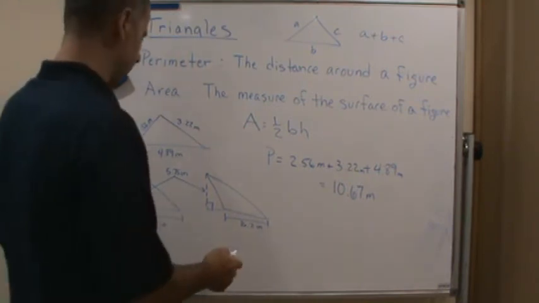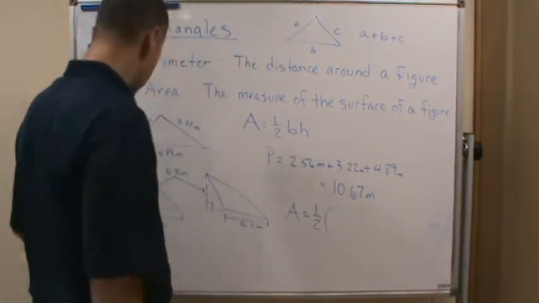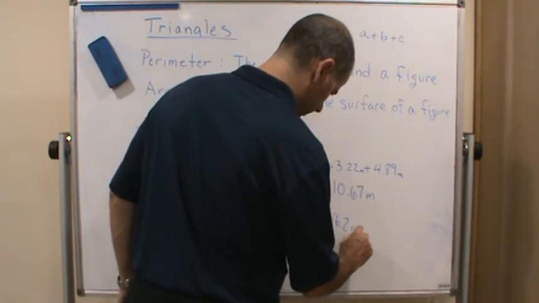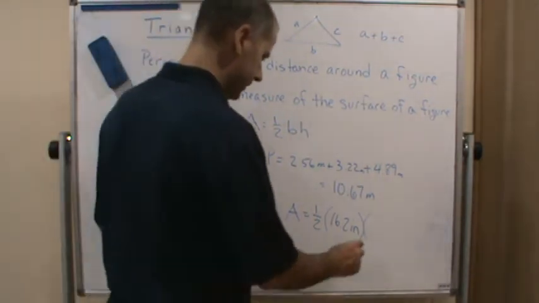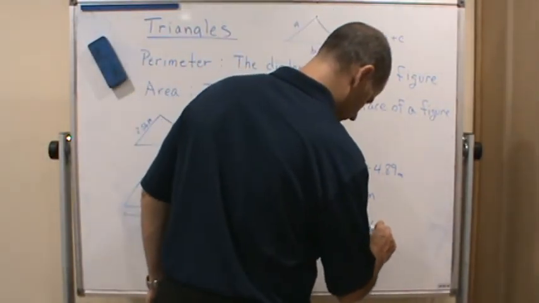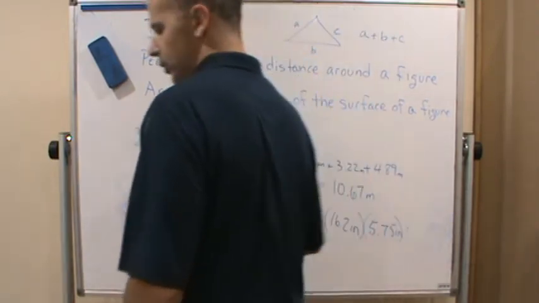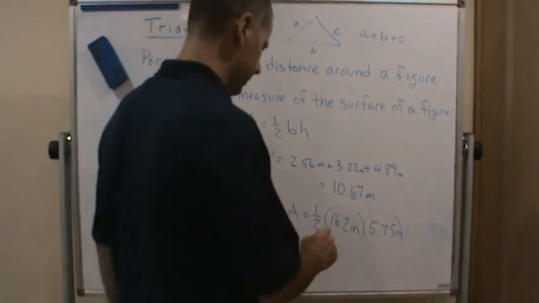So in this case, the area of these two triangles is 1/2 base times height, where the base is 16.2 inches and the height, the altitude, is 5.75 inches. If you multiply this in your calculator, then you're going to get the area, and the area turns out to be 46.6 square inches.